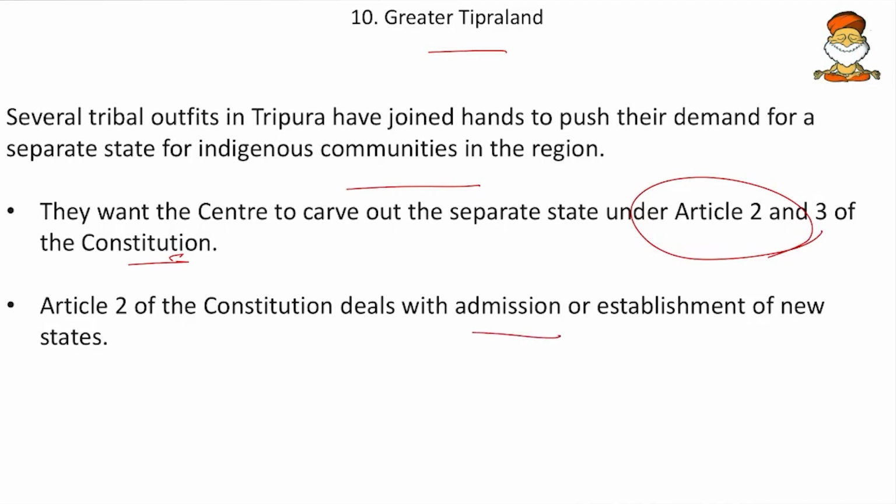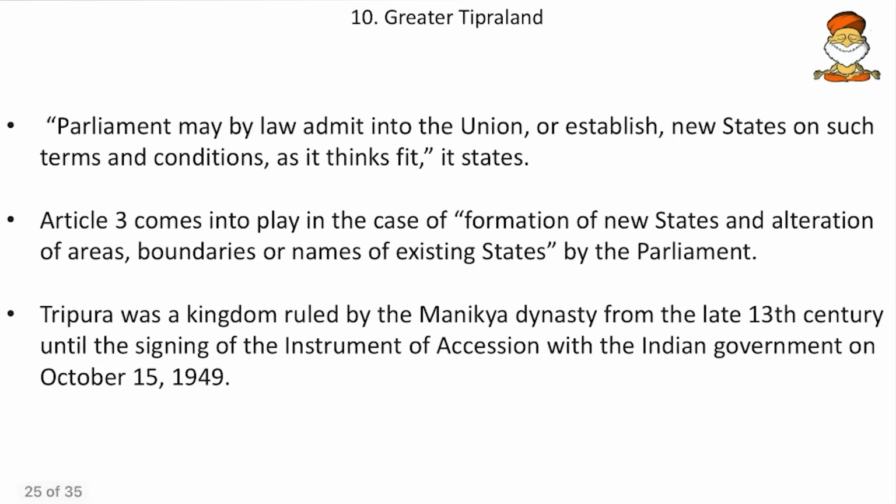Article 2 of the Constitution deals with admission or establishment of new states, and Parliament may by law admit into the Union or establish a new state on such terms and conditions as it thinks fit. Article 3 comes into play in case of formation of a new state and alteration of areas, boundaries or names of existing states. Friends, you know that the President will take the opinion of the state, and the opinion is not binding, and after that the law is passed. All those things will become important here.